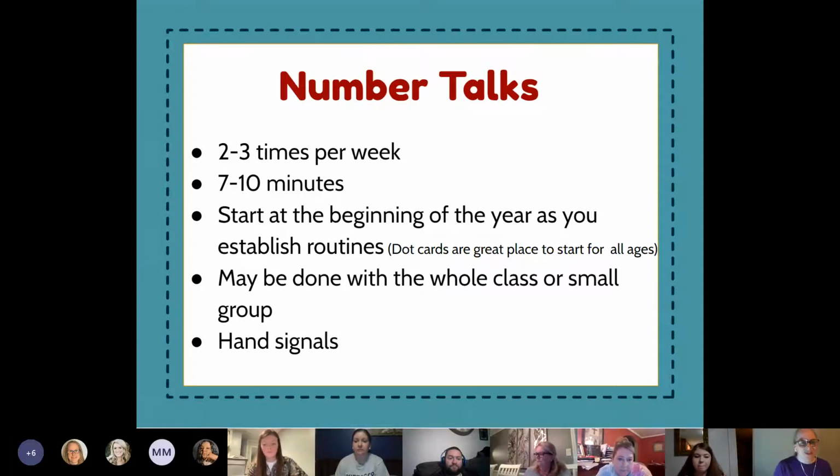However, if you haven't started them yet and you're in your classroom, it is not too late to start. Kids jump into it very quickly and they enjoy that time every day. Remember, number talks can be done whole group or small group, or some days I actually do both whole group and small group number talks. And we use those hand signals as a way of helping with engagement and ensuring that everyone is thinking, and to help me as a teacher know who to call on first, second, third.